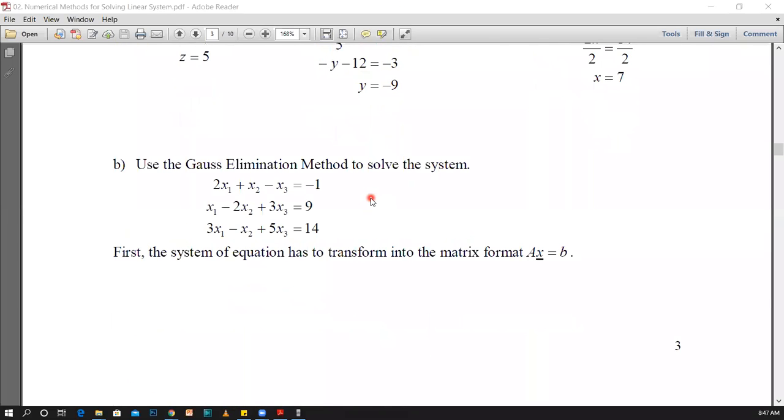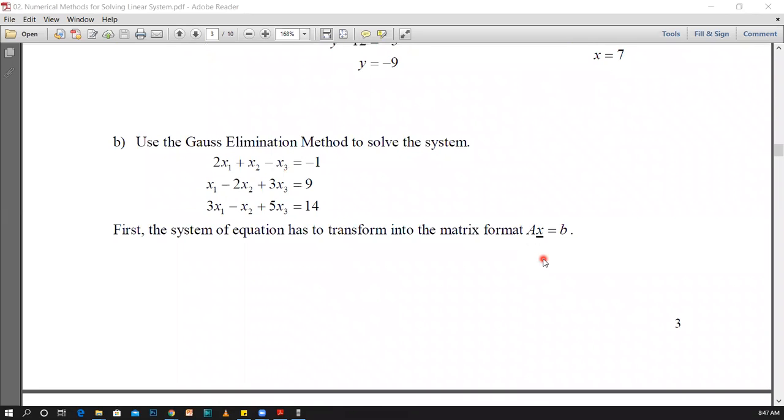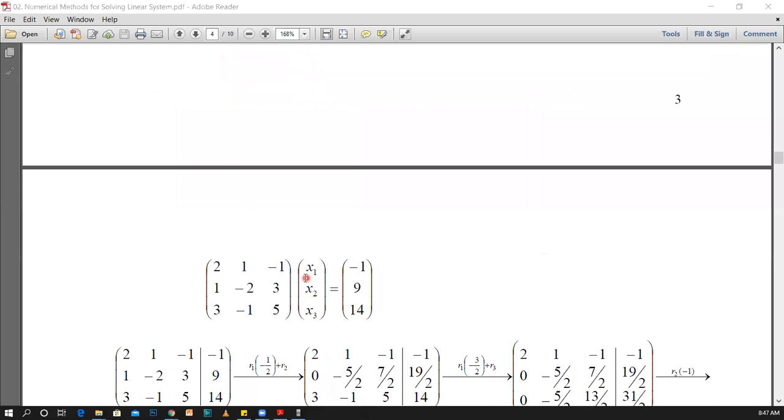In the second example, we are asked to use the Gauss elimination method to solve this system. First of all, we have to convert this into matrix format, which is the form of Ax equals B. Once you convert it, you can see the coefficient matrix 2, 1, minus 1, 1, minus 2, 3, 3, minus 1 and 5. Then here you have the vector that contains the variables, and here the vector that contains the constant terms.